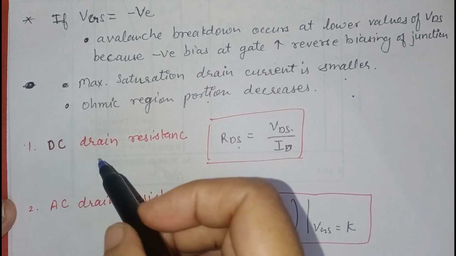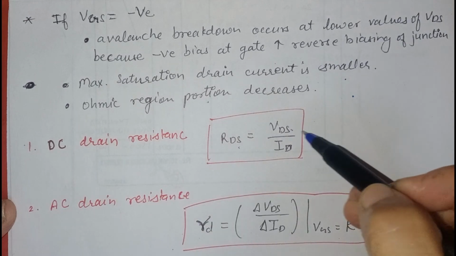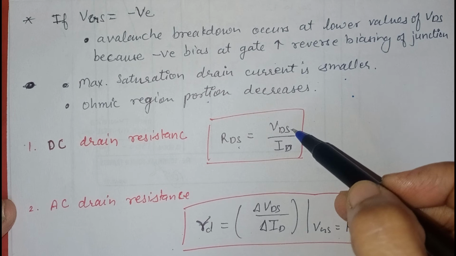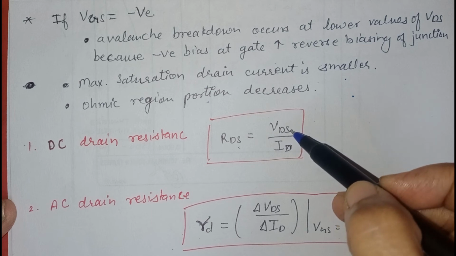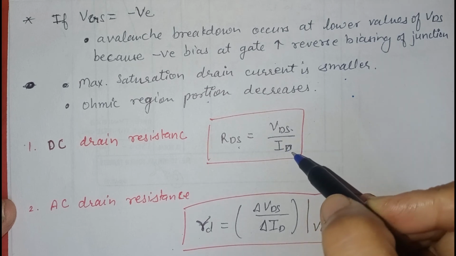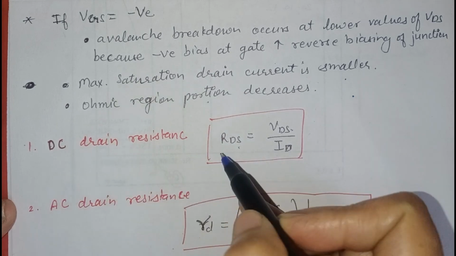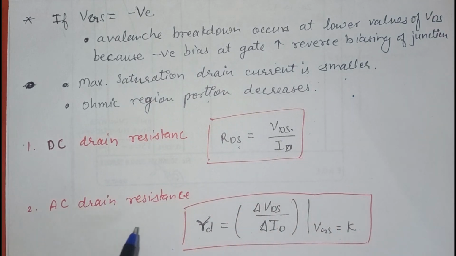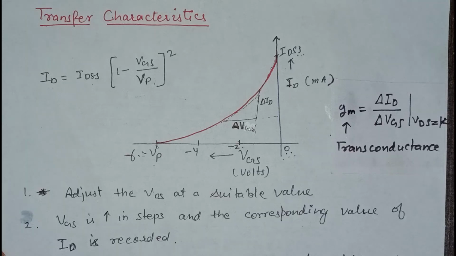Now we can find the DC drain resistance by dividing the DC voltage between drain and source by the drain current. This is the DC drain resistance. By using the drain characteristics curve, we can find the AC drain resistance. This will be equal to small rd equals change in VDS, meaning change in voltage between drain and source, divided by change in the drain current when the VGS is kept constant.